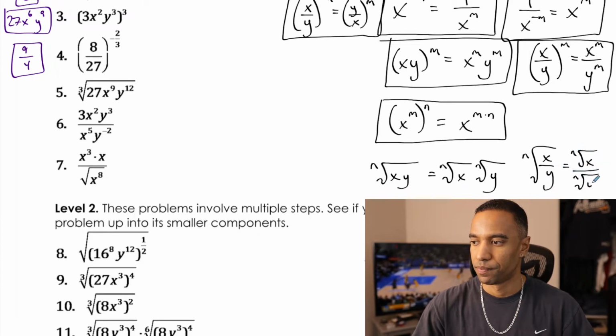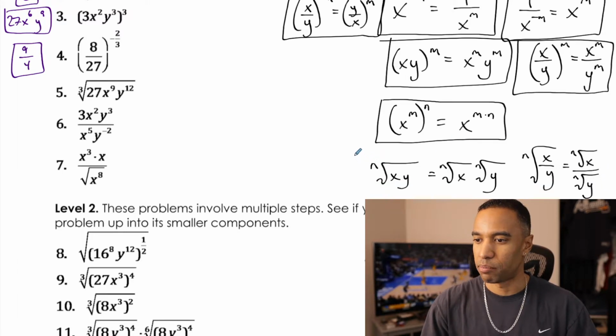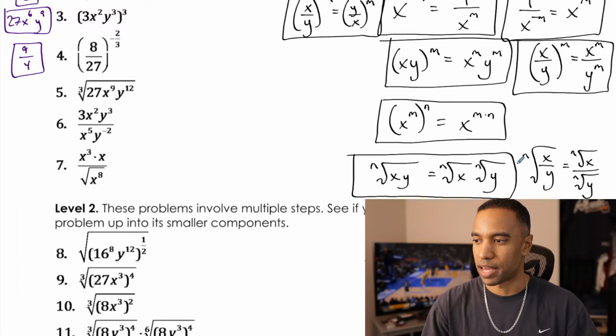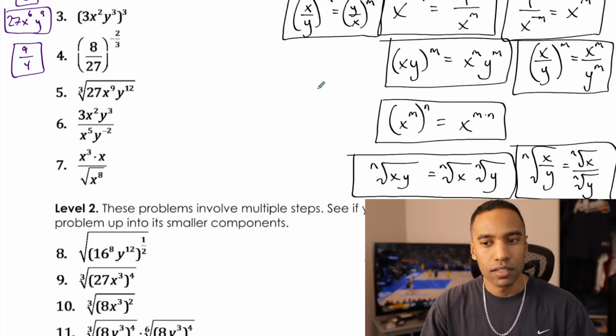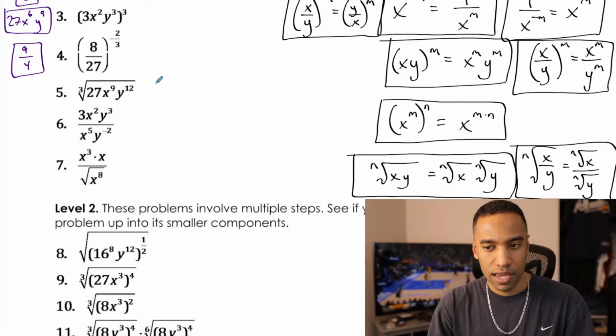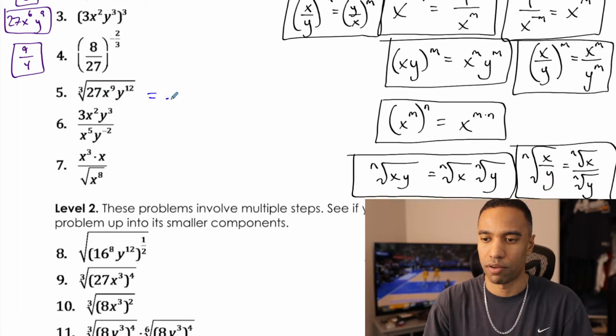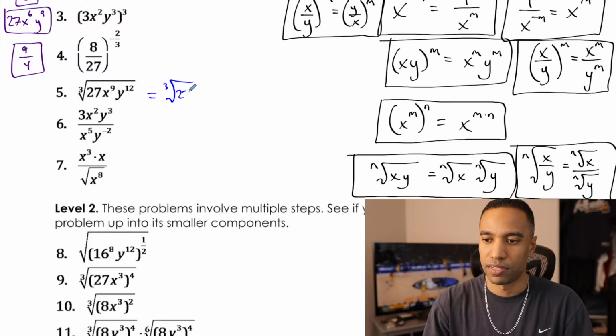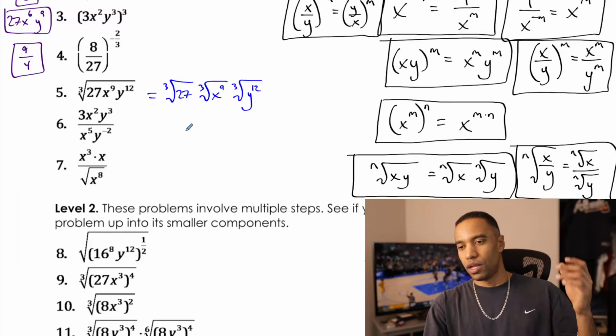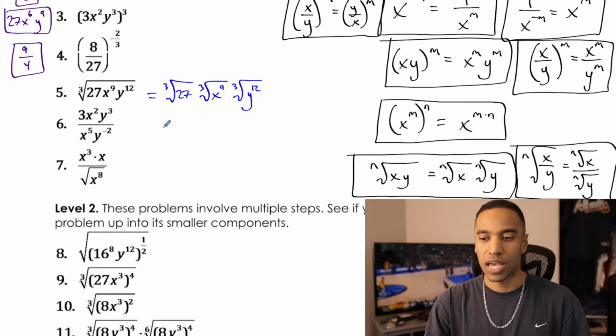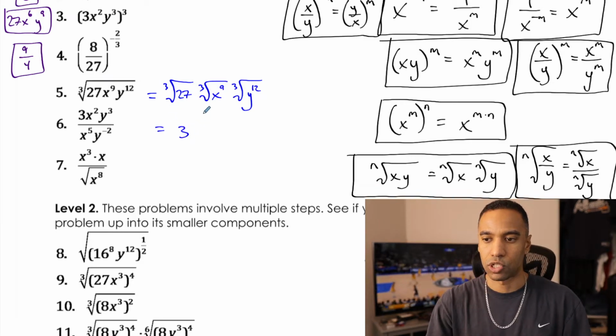So I bring that up because number 5 shows exactly that, where we have a cube root of 27 times x to the 9th times y to the 12th. So that'll give us the cube root of 27 times the cube root of x to the 9th times the cube root of y to the 12th power. Now, cube root of 27, we've seen it a couple times. That number is 3. I'm going to go ahead and do that straight up.